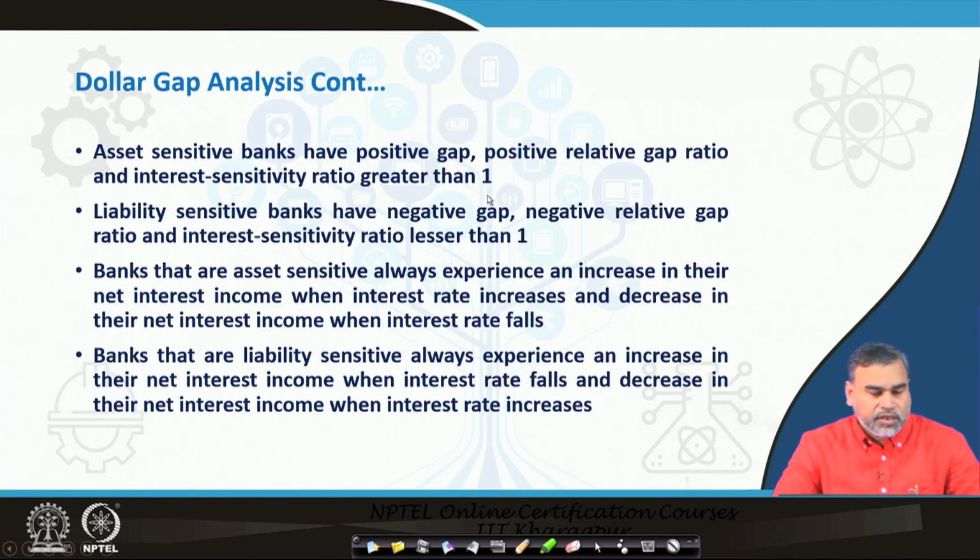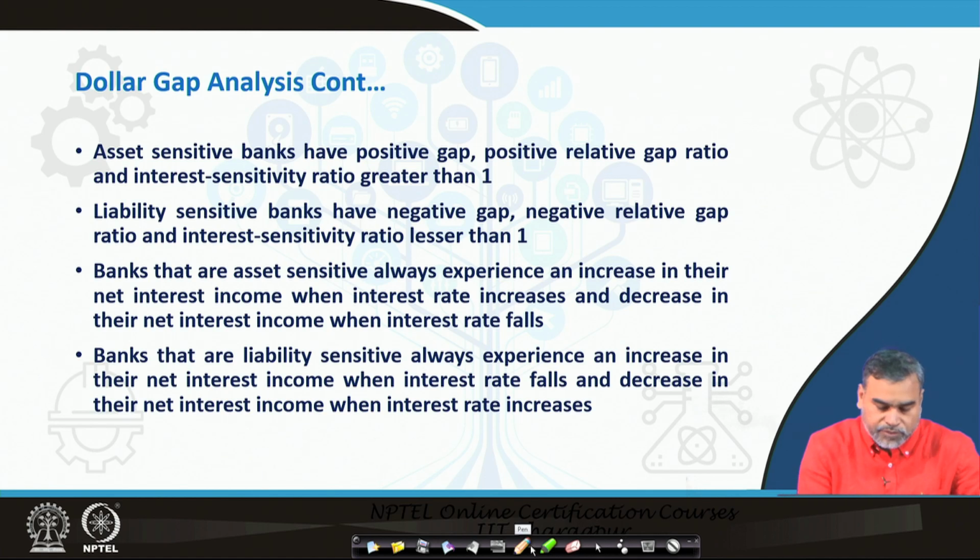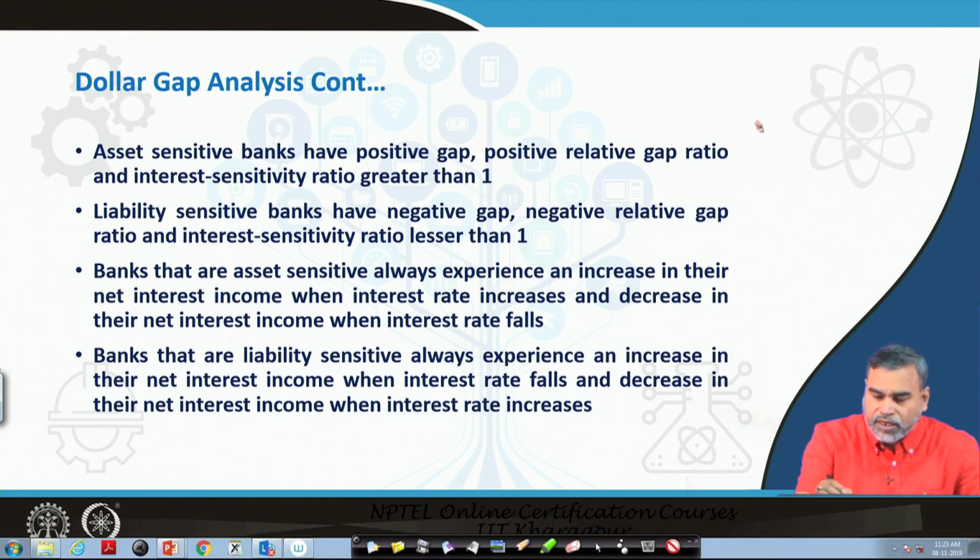Then we will see that, for example, your dollar gap is nothing but the rate sensitive assets minus the rate sensitive liabilities. That we have already seen in the previous slide. What we have seen is that your dollar gap is equal to RSA, rate sensitive assets, minus RSL, rate sensitive liabilities.